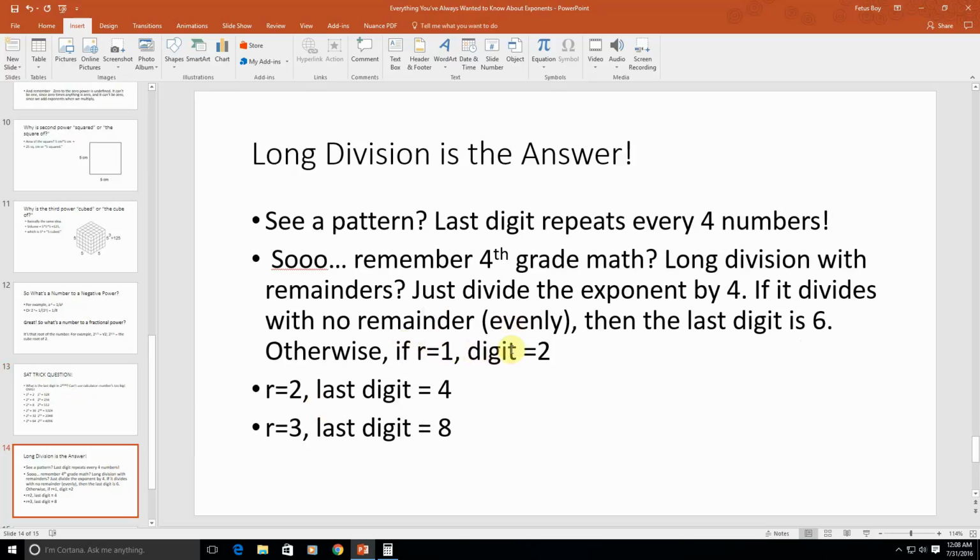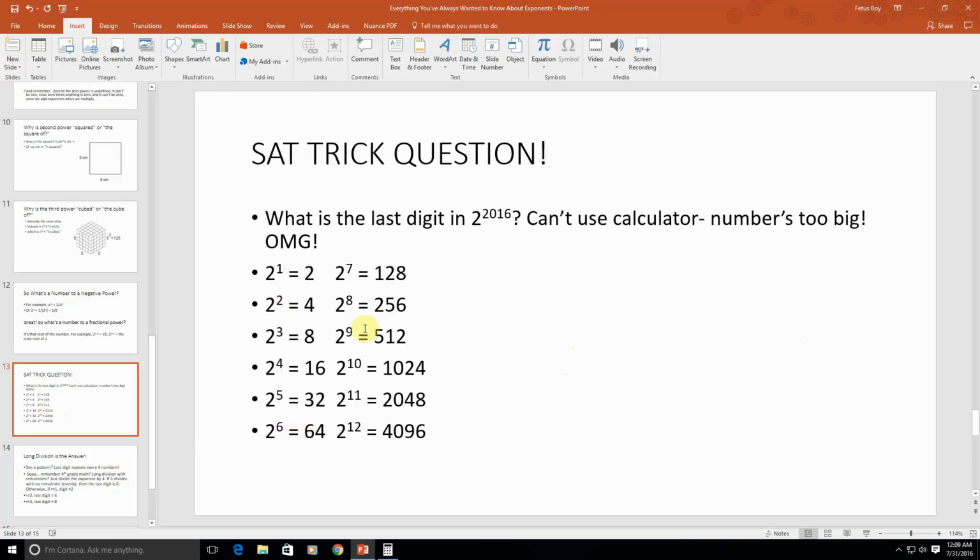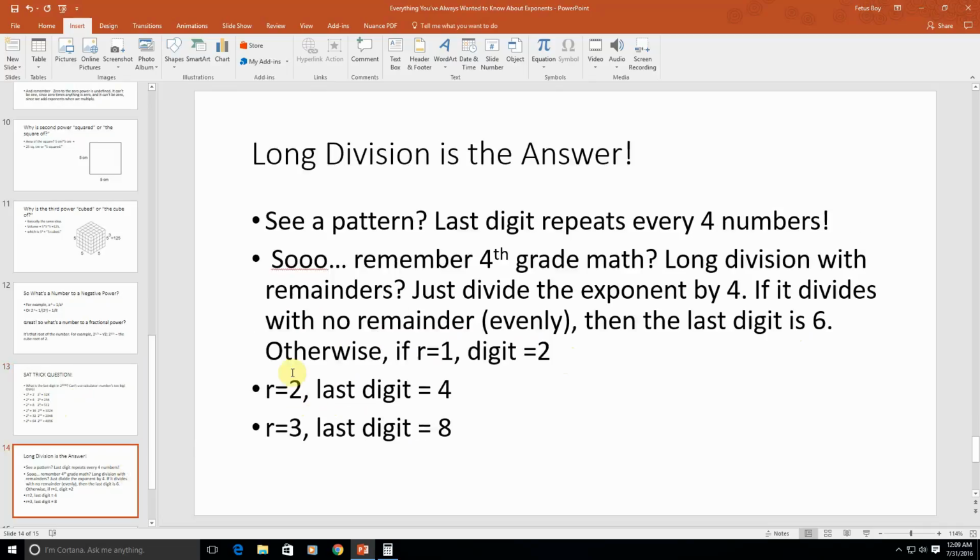Otherwise, if the remainder is equal to 1, the digit's 2. If the remainder is equal to 2, it's equal to 4. Remainder is equal to 3, last digit is equal to 8. So all you can do is just write these things out. Hopefully you'll know your powers of 2 up to about 10 anyway, and just see the pattern.